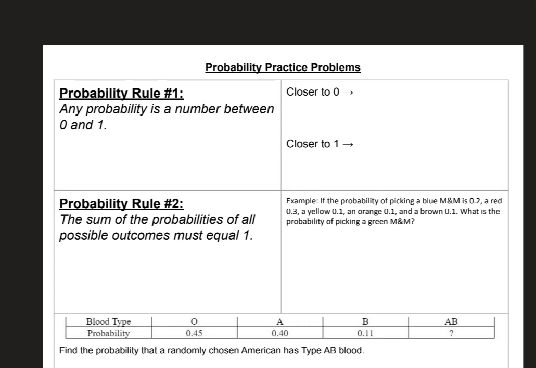All right, so probability rule number one is any probability is a number between 0 and 1. So if we're closer to 0, that means it's less likely to occur. And the closer the number is to 1, the more likely it is to occur. Keep in mind, probabilities can be expressed as fractions, decimals, and percentages.